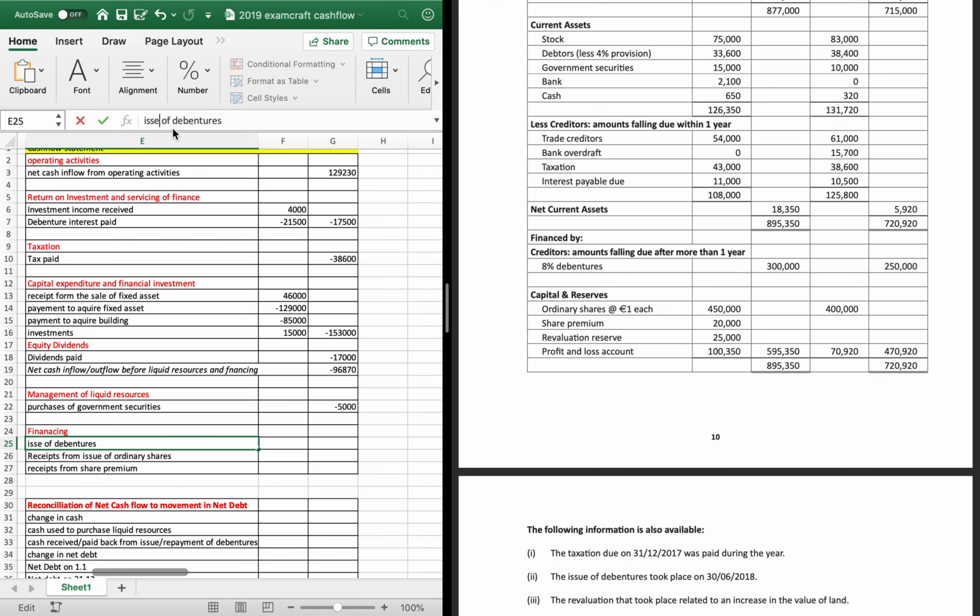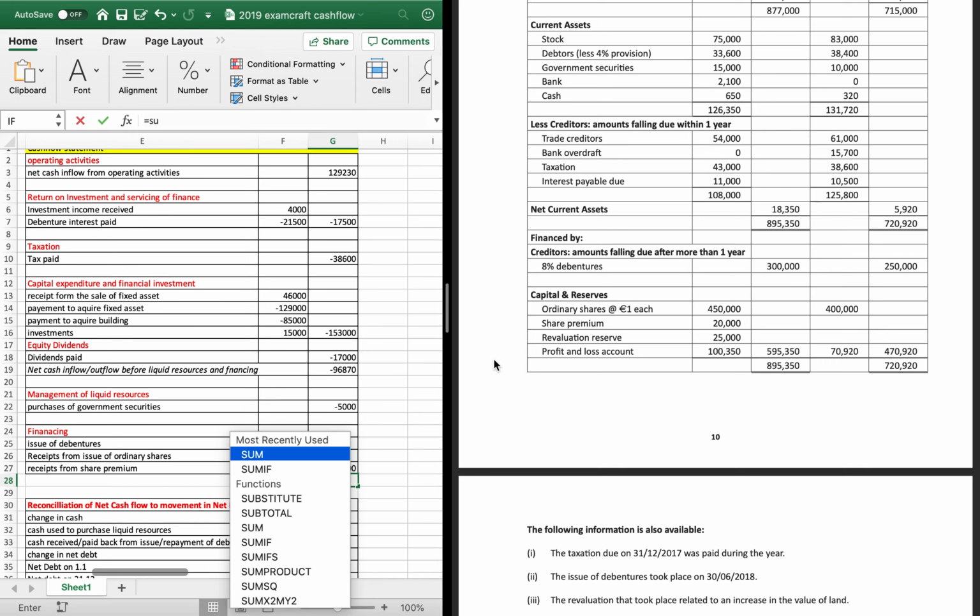So we've gotten 250 up to 300,000, so we've an increase of 50,000 on our debentures. That's money in for us. Shares have gone from 400 to 450, so that's another 50,000. And share premium has gone from 0 up to 20,000, which is 20,000. You don't do anything with the revaluation reserve. That's a non-cash thing there. So they're all pluses.